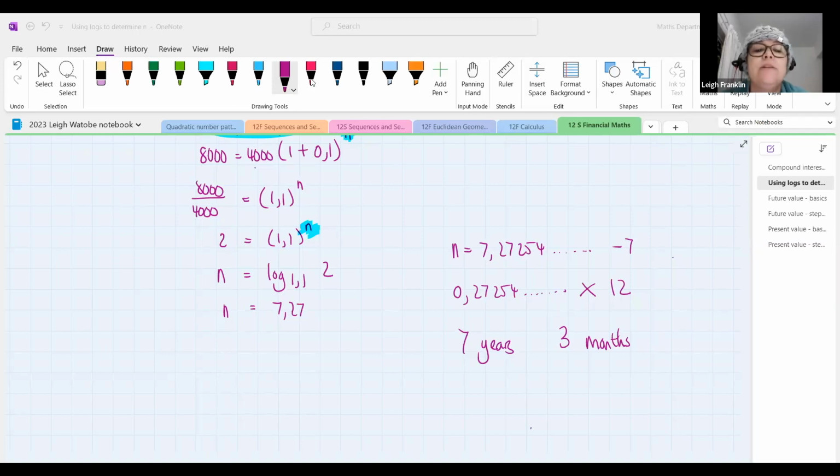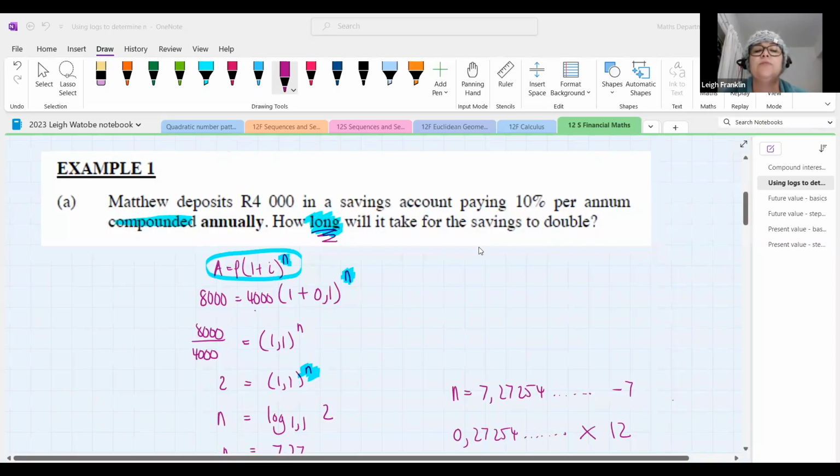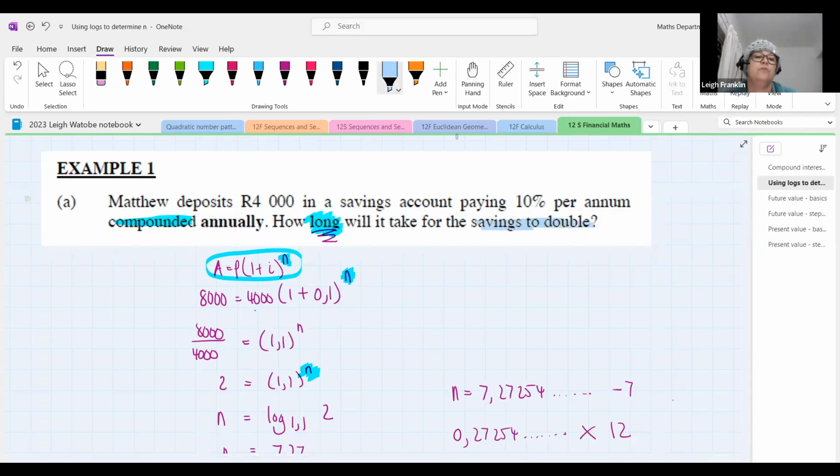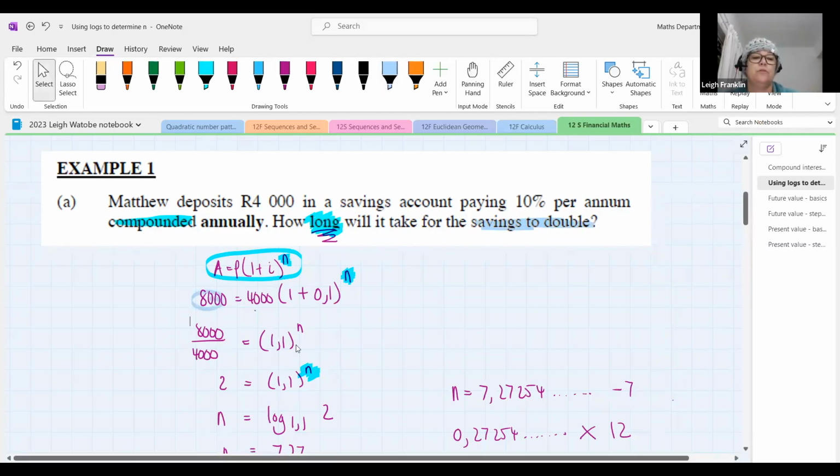Now hang on, I see somebody else is also asking, how did you get 8,000? They told us for the savings to double. It said here, for the savings to double. So that's 4,000 doubles into 8,000.